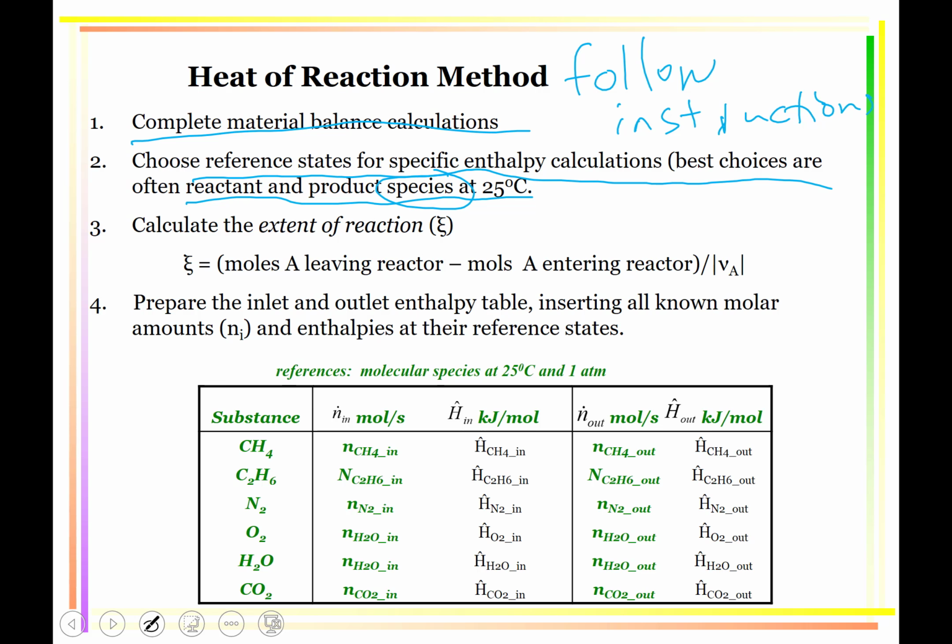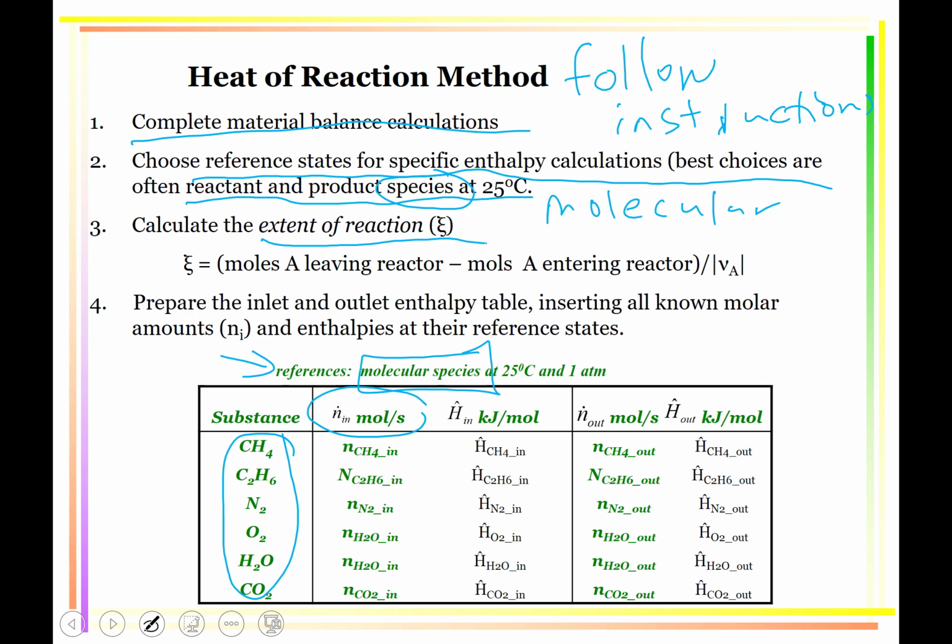We are going to use molecular species for the heat of reaction method, and here I have written it. So if you want to follow the heat of reaction method, follow this. Write down these references: molecular species at 25 degrees C and 1 atmosphere. Then prepare your table. All the substances go in the left column. Then we have everything in terms of moles because we have a chemical reaction. We also need to determine the extent of reaction.